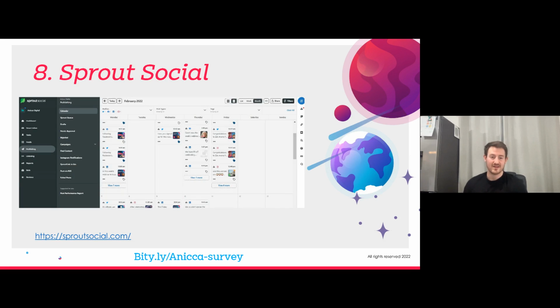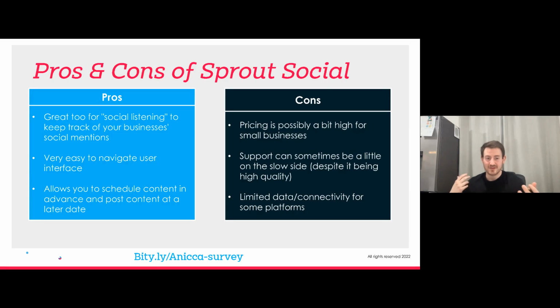Tool number 8 is Sprout Social. So Sprout Social is essentially a tool that is first and foremost fantastic for social listening. So it enables you to keep track of all of your business's social mentions. If you ever wondered what people are posting about your business, saying on social media, Sprout Social can definitely offer some insights into that. It's also got a very, very easy to navigate user interface.